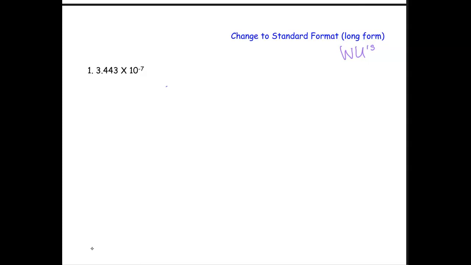So we write the number. And then I'm going to decide which direction I'm going to move since it's in scientific notation. The negative number tells me that it's a small number. So I'm going to move the decimal place to the left 7 places. So 1, 2, 3, 4, 5, 6, 7. Put zeros in for the blank bubbles. And my answer, rewrite it neatly.